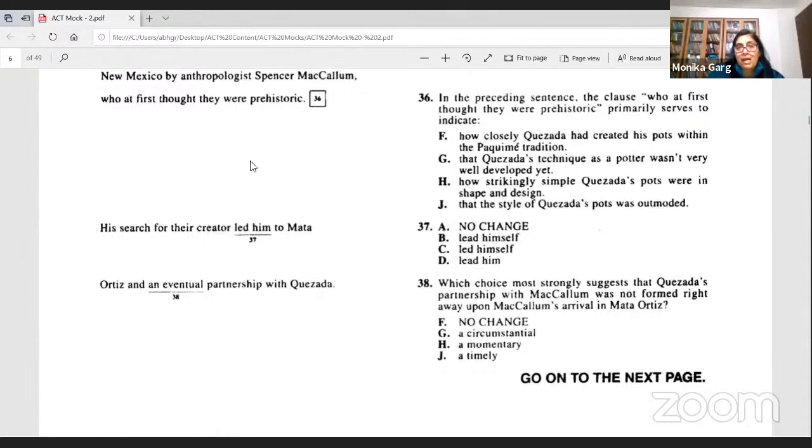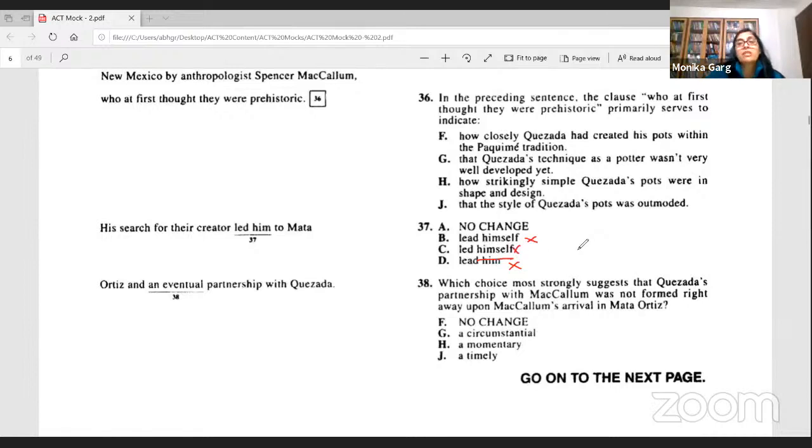Number 1, you're talking past tense here, were. The entire thing, if you read, it's all past tense. You can't use a present tense verb. That means B and D are totally out. They cannot be the answer because they are present tense verbs and you need a past tense. Now between A and C, is he leading himself or is the search leading him somewhere? Obviously, it's the search leading him. Subject is search and not he. That means himself is a wrong usage here.